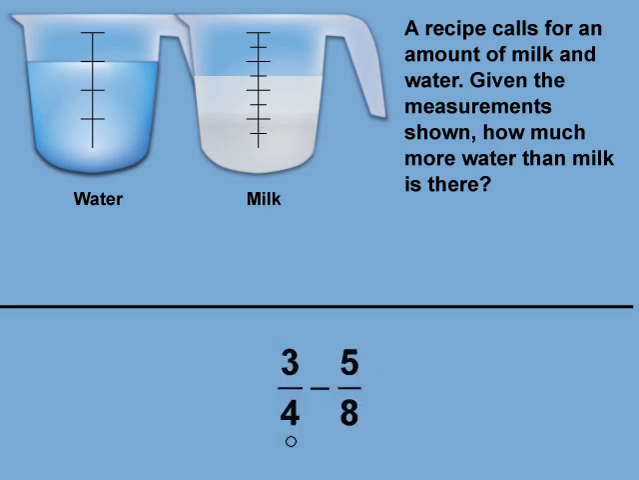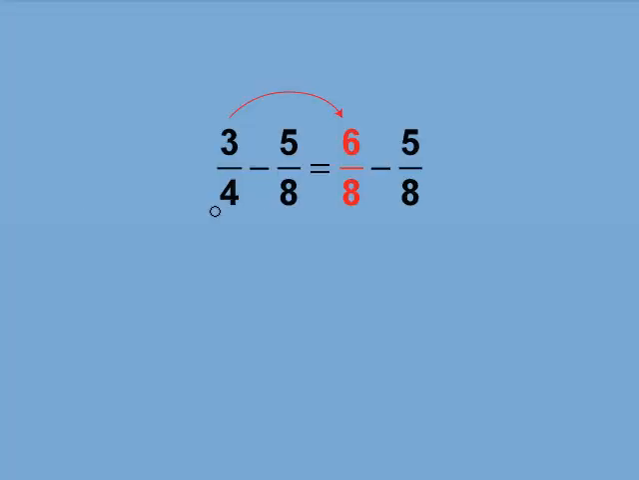The fractions don't have a common denominator, but one denominator is a multiple of the other. We can create an equivalent fraction for 3/4 as shown here. With a common denominator, we can find the fraction difference. There is 1/8 of a cup more water than milk. Let's look at another example.